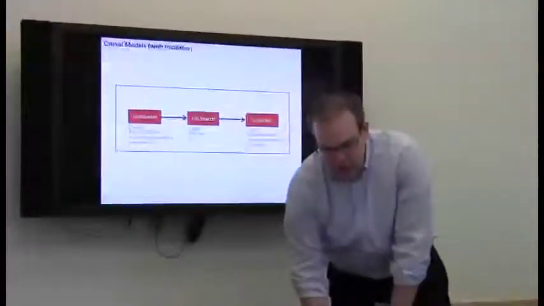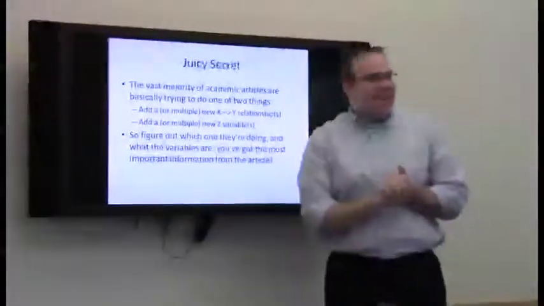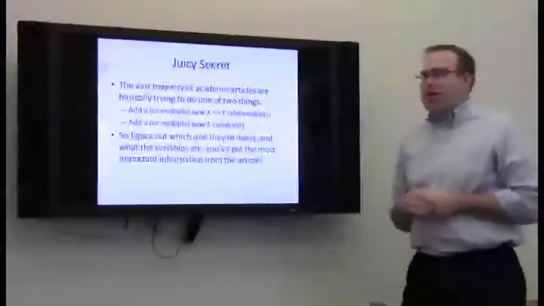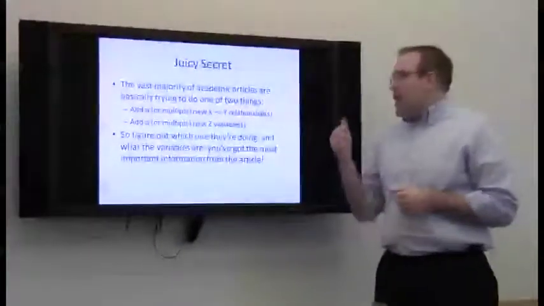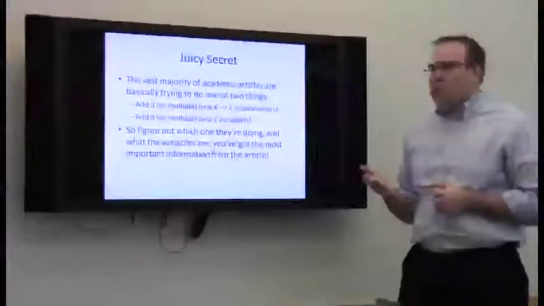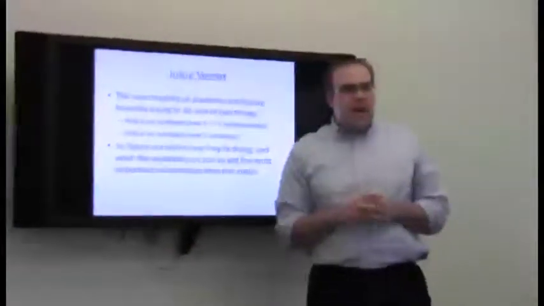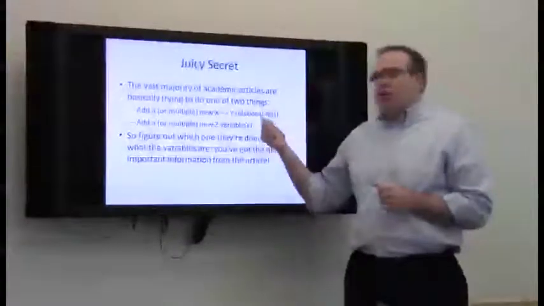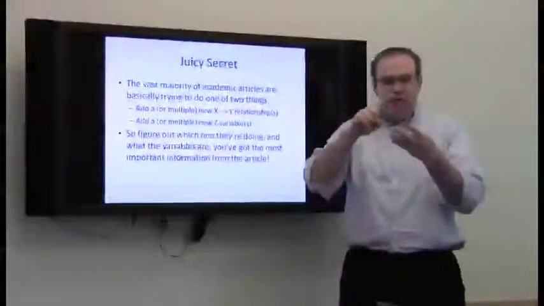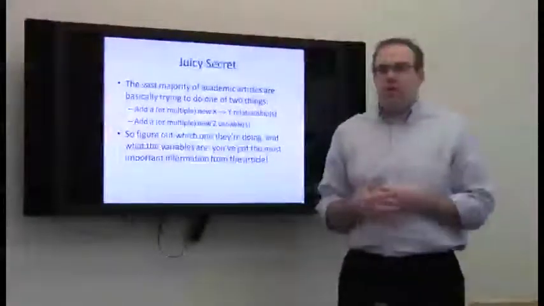So here's our juicy secret. The vast majority of academic articles are basically trying to do one of 2 things: add a new XY relationship or add a new Z variable. It seems like what we just went over is pretty simple, right? There's 4 different options: X, Y, Z moderator, Z mediator. It seems really simple, and in fact, it is pretty straightforward.